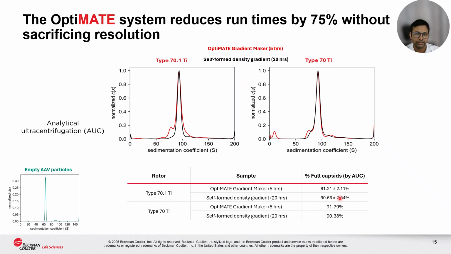Just for comparison, you see that for empty capsids that were recovered from the same sample, there's a sharp peak at about 60S and a very minor full capsid peak, whereas our full capsids are all around 80 to 100S with negligible presence of empty capsids. So in all, the OptiMATE hypothesis of using a preformed gradient for reduced ultracentrifugation runtimes works, and it is able to reduce runtimes by 75% without sacrificing resolution.